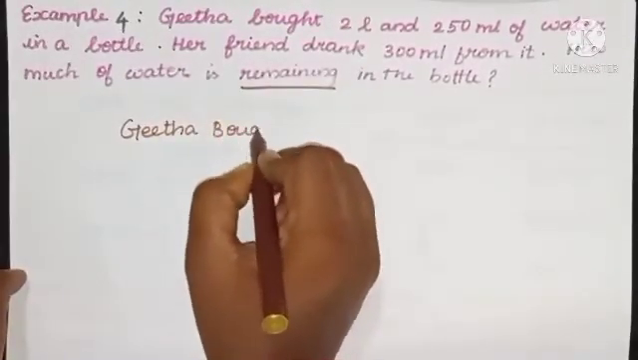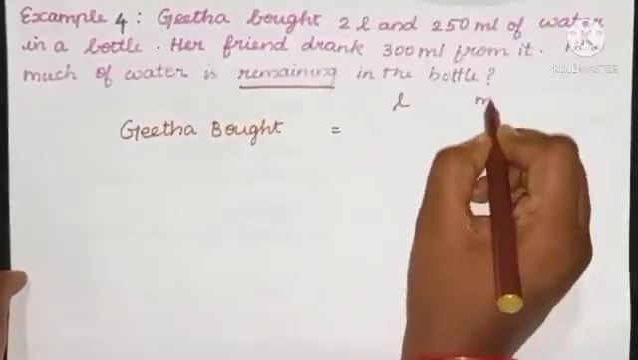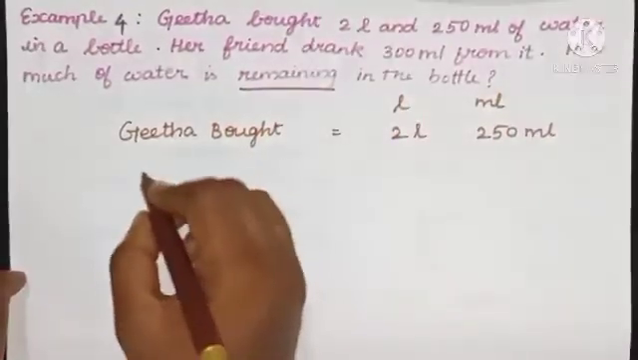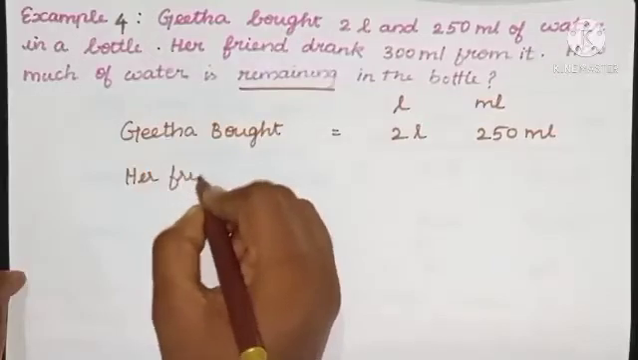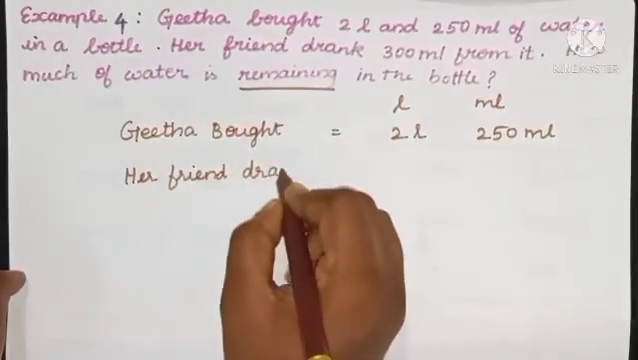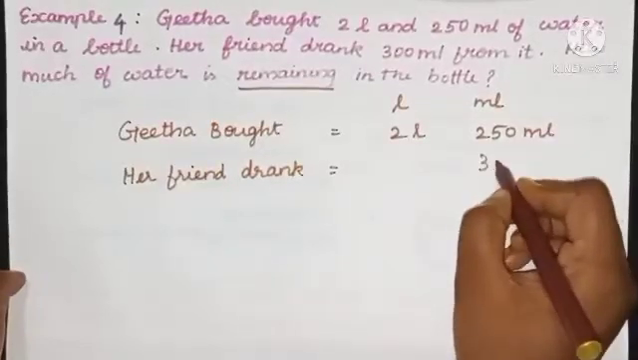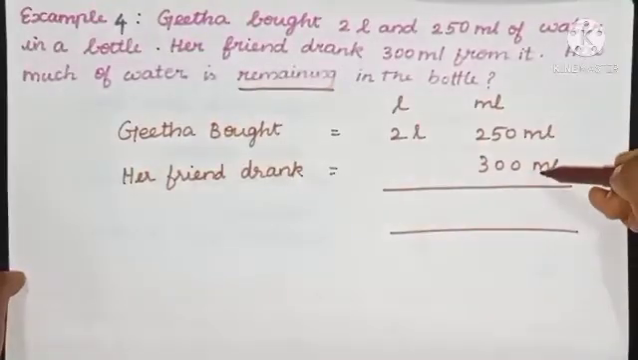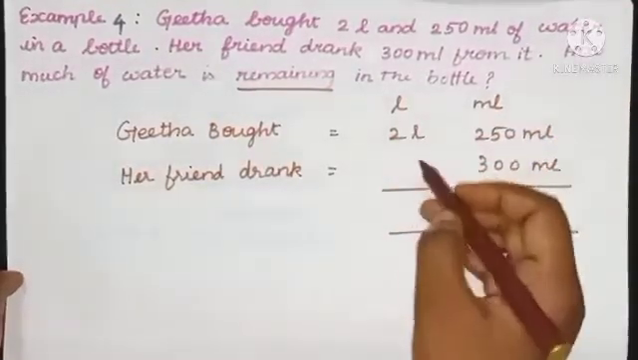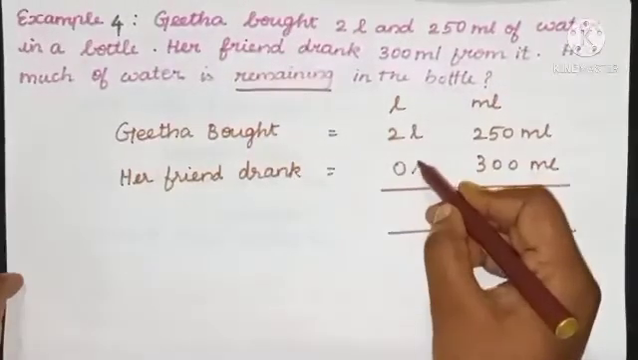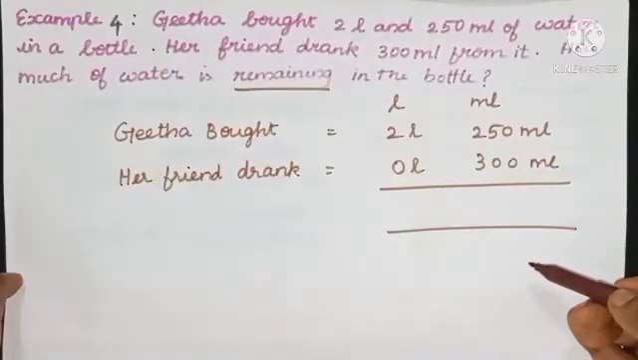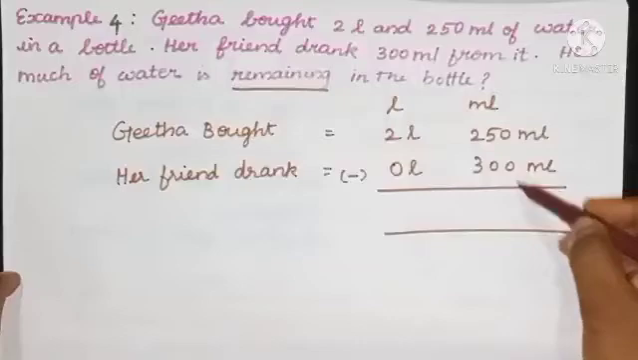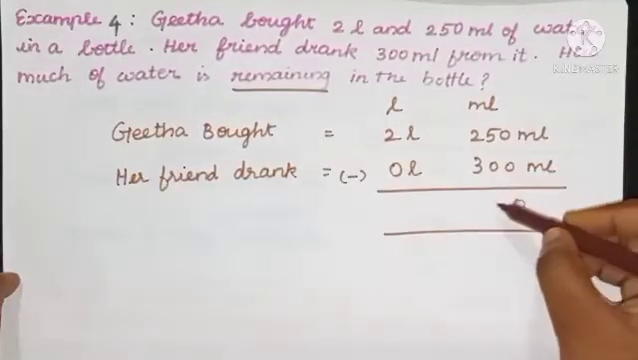Geeta bought 2 liter 250 milliliter of water and her friend drank 300 milliliter. Students, you have to write the milliliter in the milliliter column and liter in the liter column. Here liter is not there, so you have to put 0 here, 0 liter. Now to find the remaining water in the bottle, you have to subtract the given two measurements. 0 minus 0, 0. 5 minus 0, 5.